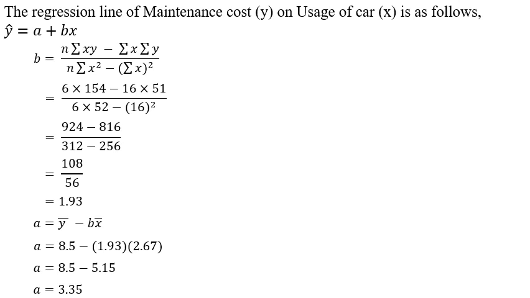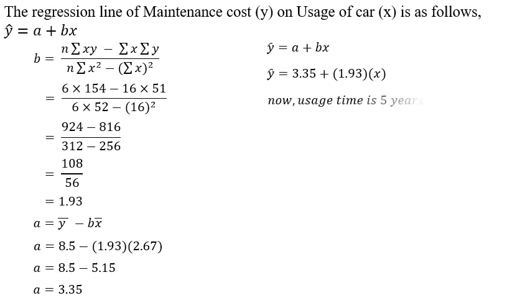Once you are done with b and a, put both those values into our regression equation, that is y cap is equal to a plus bx. Put the values 3.35 plus 1.93 into x. Now that is our regression equation. The usage time is 5 years. That's what we are supposed to calculate. So when the usage time is 5 years, what will be the maintenance cost?